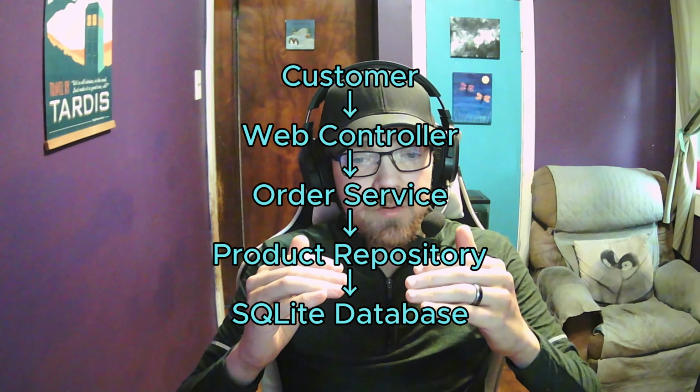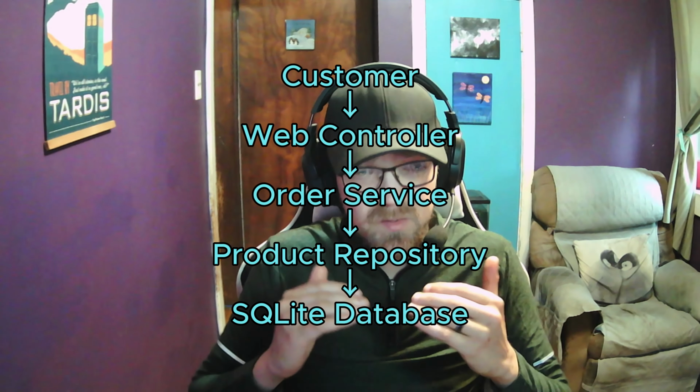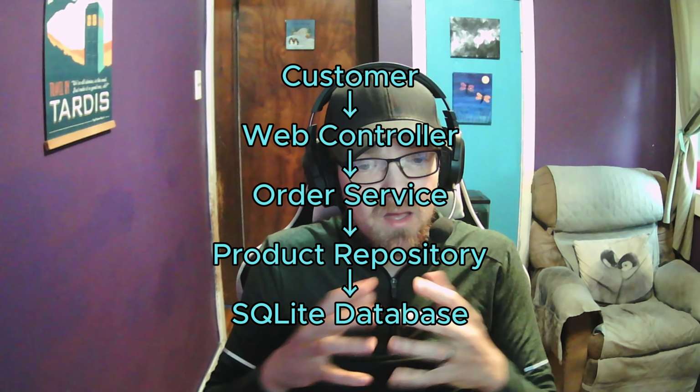So imagine we have our customer come into our web controller, go into our order service, down to our product repository, which is our SQL database. And the customer makes a request, the controller receives it, the service layer decides what needs to happen, and the repository talks to the database. Simple enough. Here's the problem. Who creates all those objects? Who creates the controllers, the service, the repository? And how does the controller get all of the services that it needs?